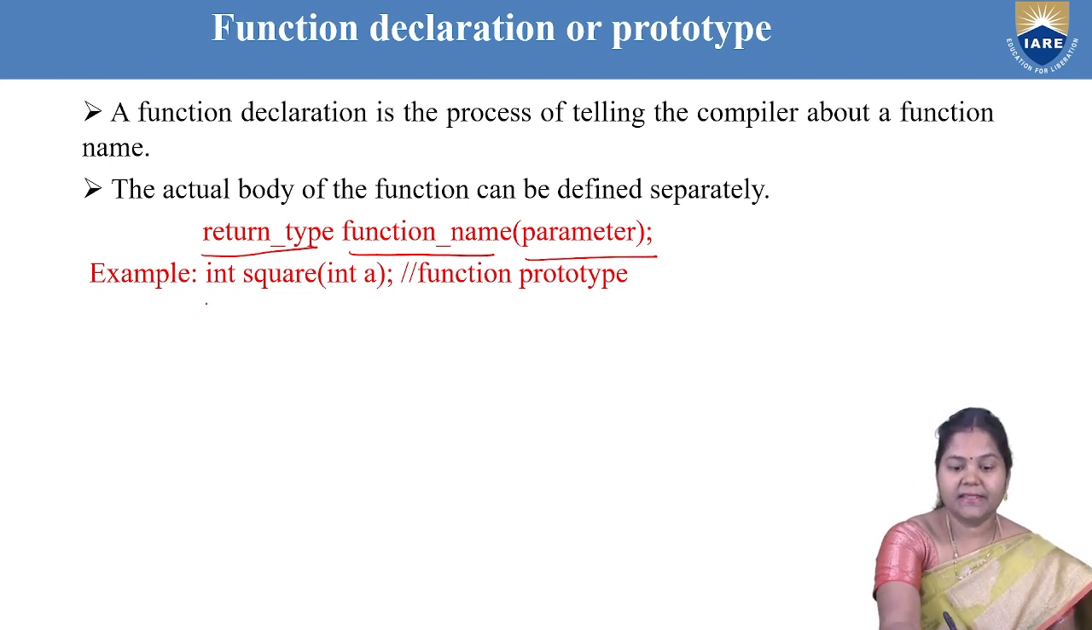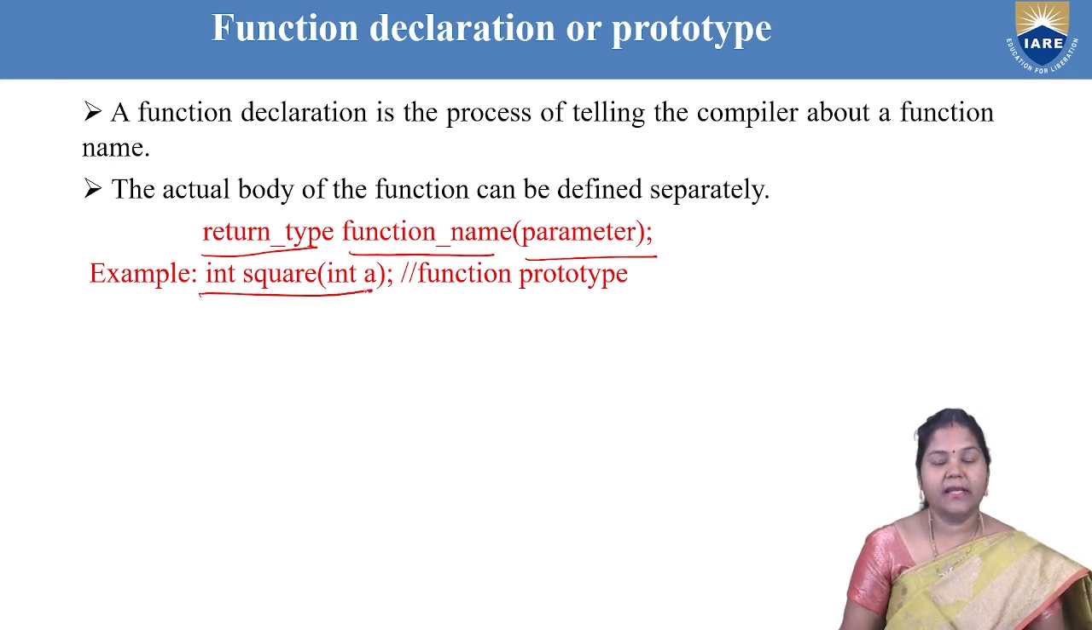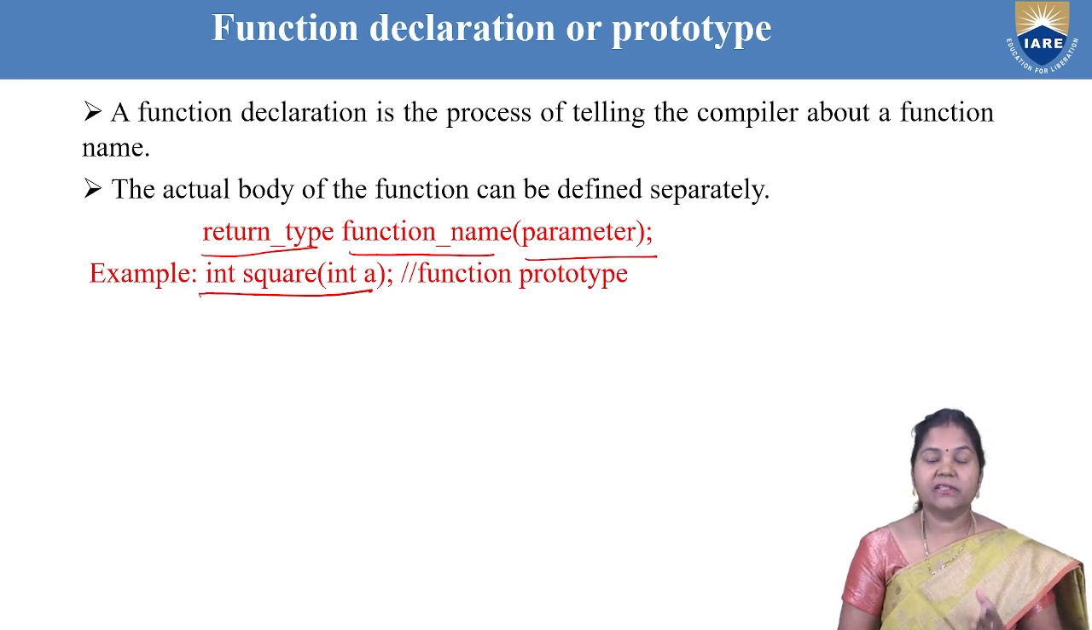Suppose, for example, int square(int a). That means square is a function name which returns an integer and takes one integer argument. This indicates the prototype. While writing the function definition also, you have to follow the same syntax and attach a body to this function prototype to carry out how to find the square of an integer.